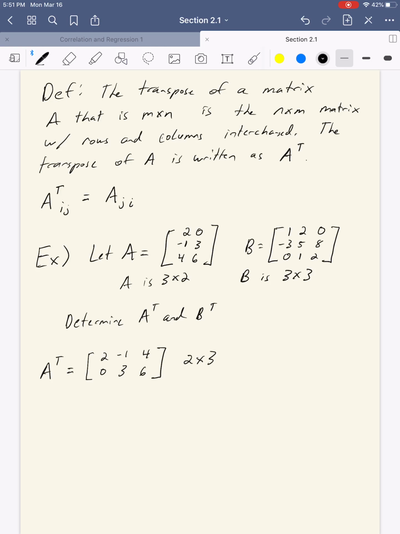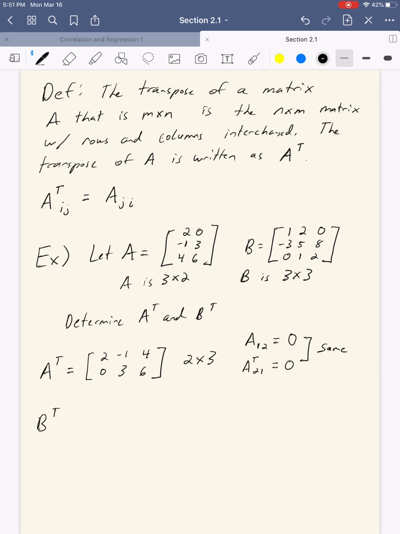You can also notice that if we look at an element, say A1,2, so first row, second column of the original matrix, that would be 0, whereas A transpose 2,1, second row, first column, that's also 0. These are going to be the same. And again, that's just understanding the definition of the transpose.